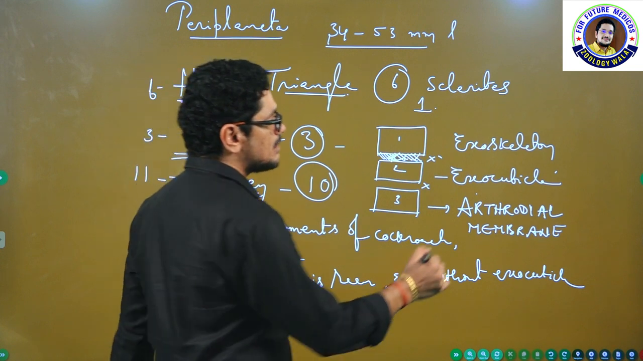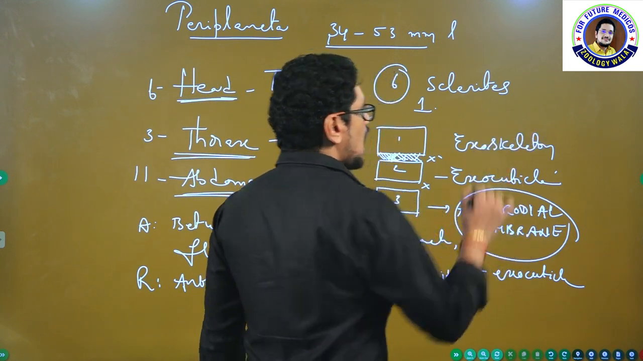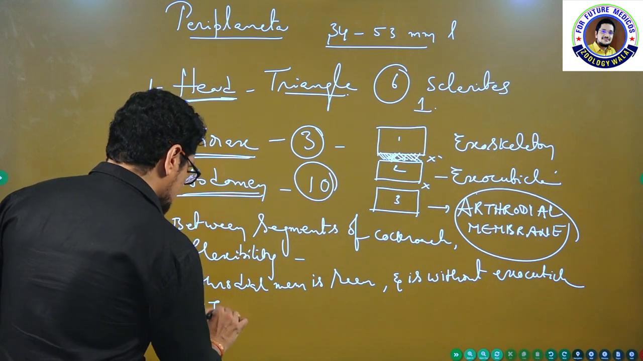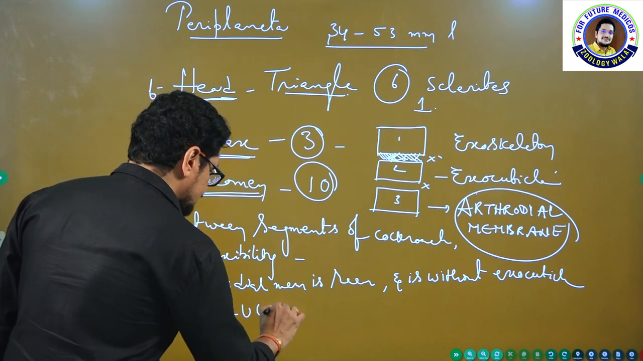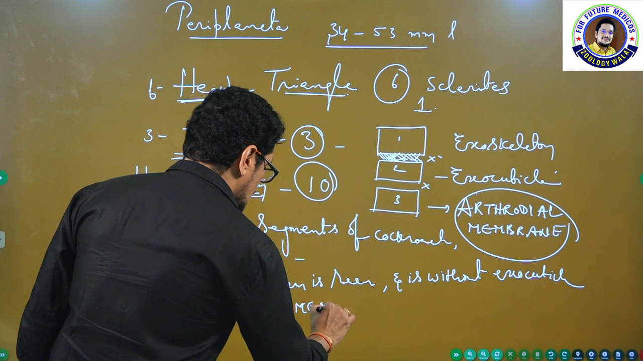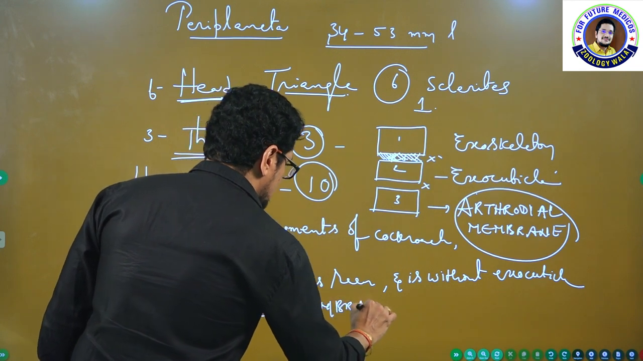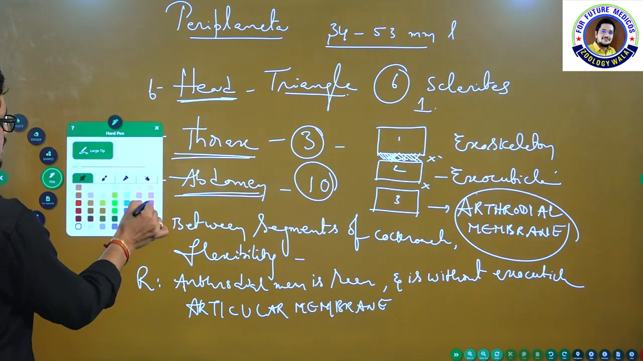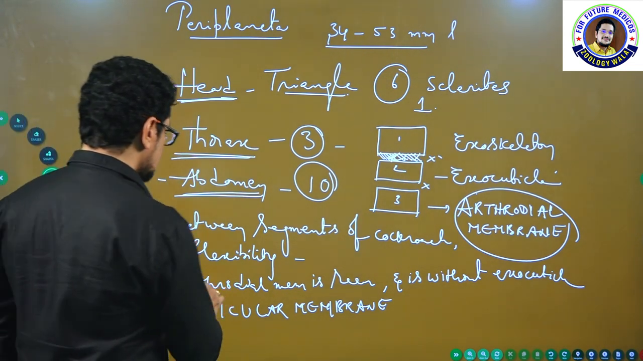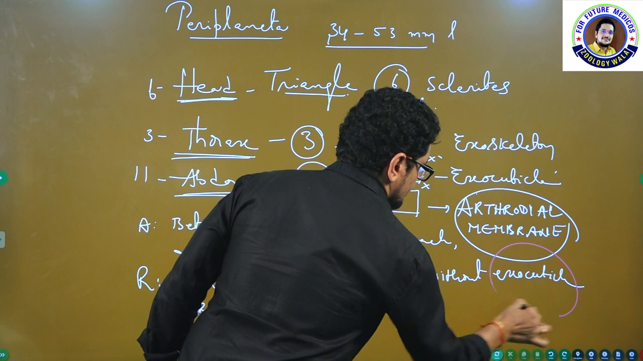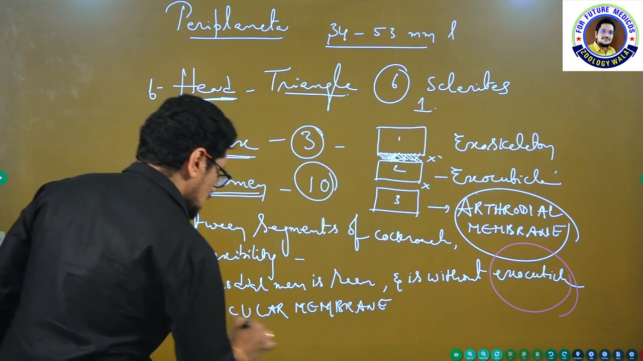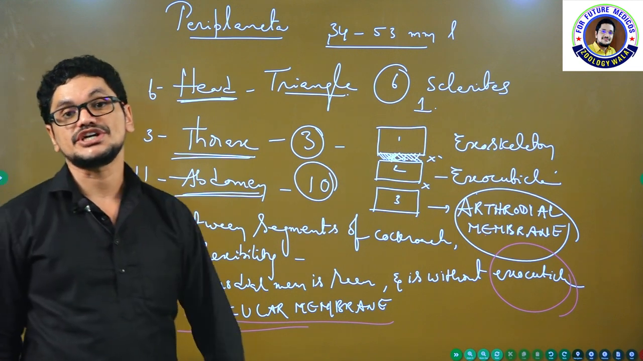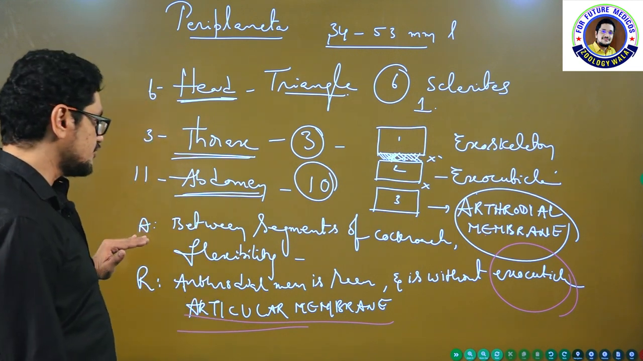And this arthrodial membrane is also called articular membrane. Another name for arthrodial membrane is articular membrane. These are very important features. So, the exocuticle is absent. Arthrodial membrane is also called articular membrane. You have to remember these statements, very important from the examination point of view.